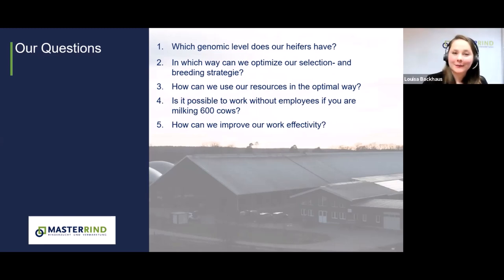So again, what were our questions before we grew from 200 cows to 600 cows? We of course wanted to know which genomic level we have at the moment, what our heifers have, and how we can optimize our selection breeding strategy. We needed to do that, not just because of breeding love, I say, for what my father has, but because we have limited factors, just like the arable land that we have, like space for young stock, because we didn't grow that part on our farm.